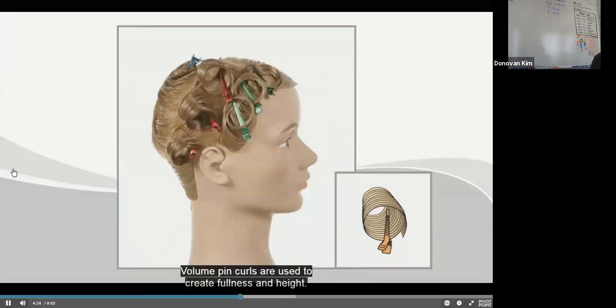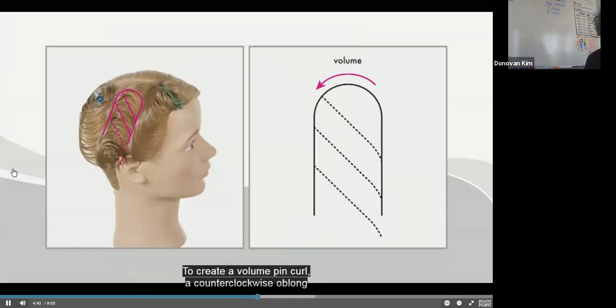Volume pin curls are used to create fullness and height. Volume pin curls are also referred to as stand-up or cascade pin curls. Barrel curls are large stand-up pin curls. They achieve a similar effect to hair wound around a roller, but result in weaker or less volume. To create a volume pin curl, a counterclockwise oblong is molded first. Volume pin curls begin at the convex end.